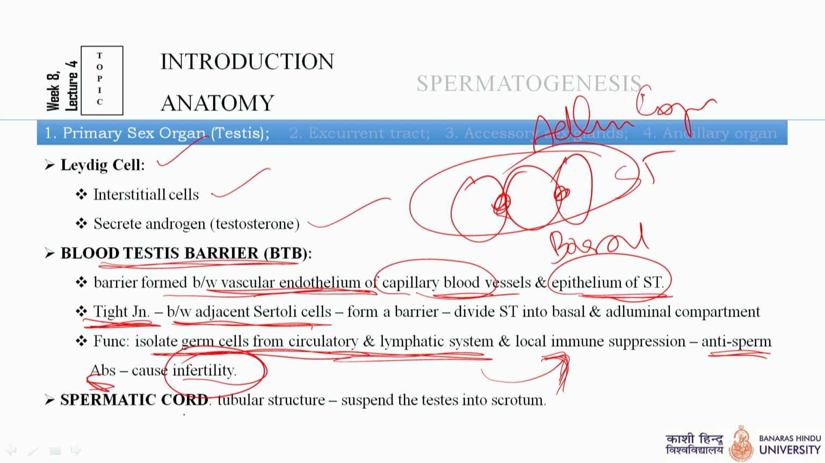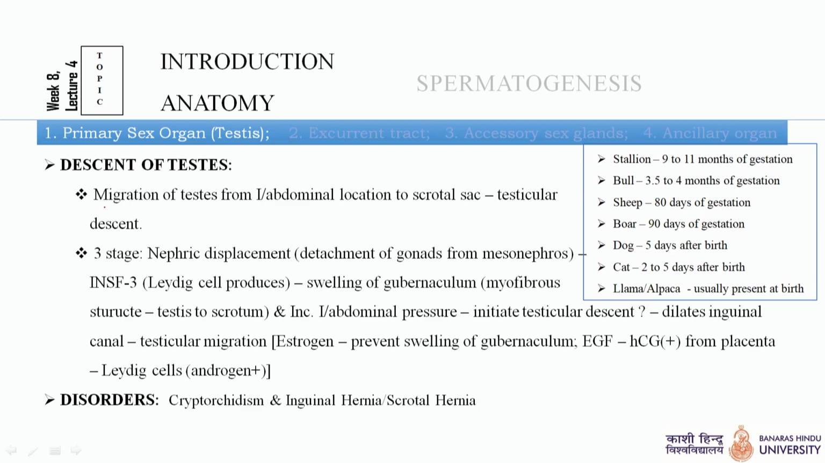So spermatic cord next. Spermatic cord, already I told you, is a structure which just hangs or suspends the testis into the scrotal sac, right? So it is a tubular structure that suspends the testis into the scrotum or the scrotal sac. Related with the spermatic cord is the descent of the testis. So descent of the testis is the migration of the testis from the intra-abdominal location to the scrotal sac. Okay, this is called testicular descent.